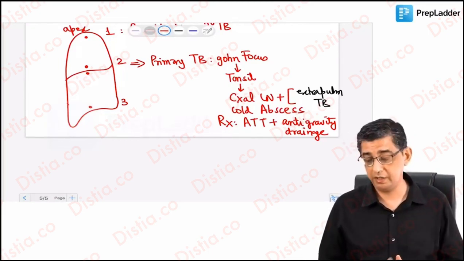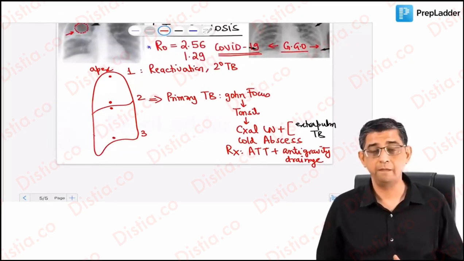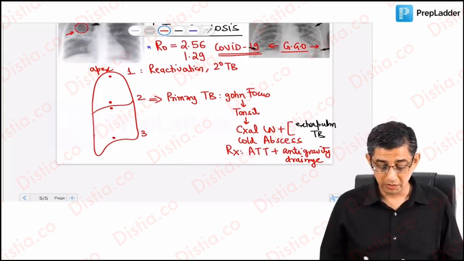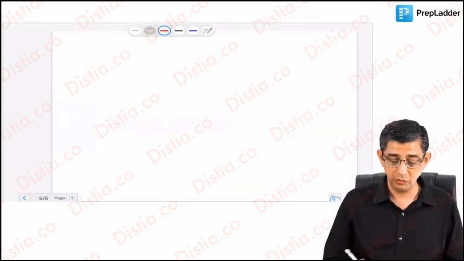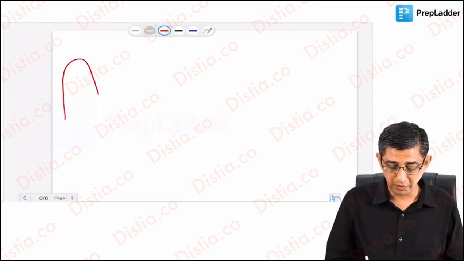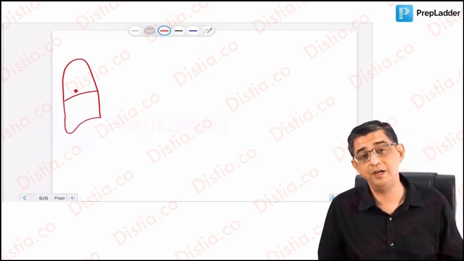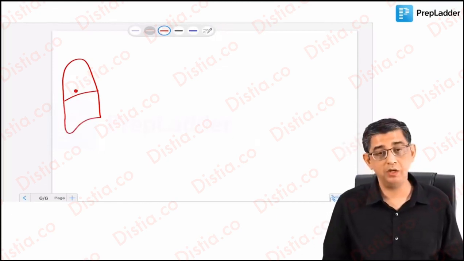Three concepts that I've highlighted are the site of primary TB, the site of post-primary TB, and extrapulmonary tuberculosis, and how it would be handled. Now let us just recap what really happened here. I'll just take it on myself. I'm sitting in the OPD, a patient came and coughed on me, and the TB bacteria has landed in this area, that is the lower part of the upper lobe.